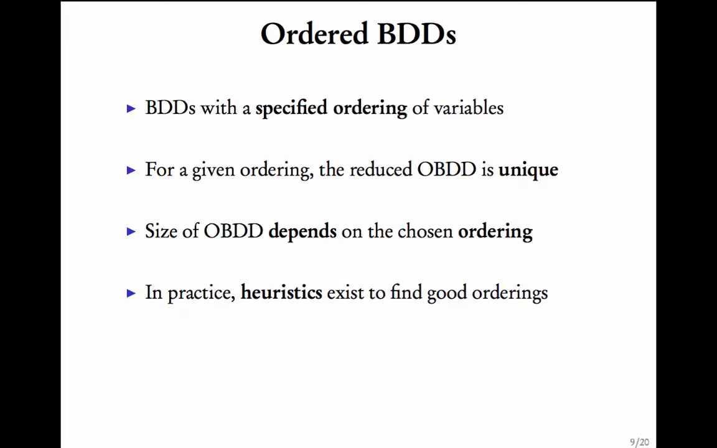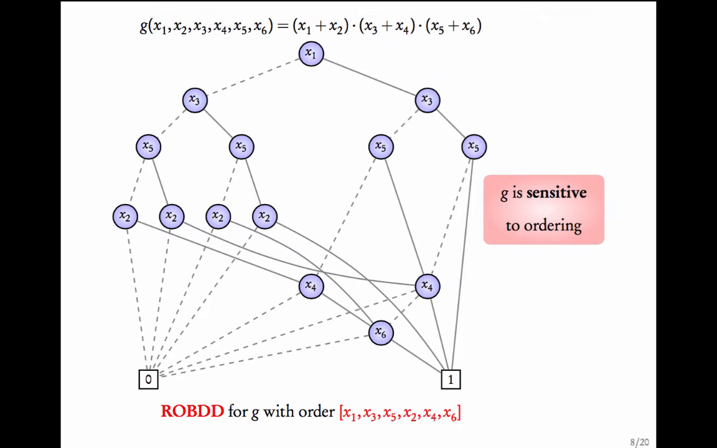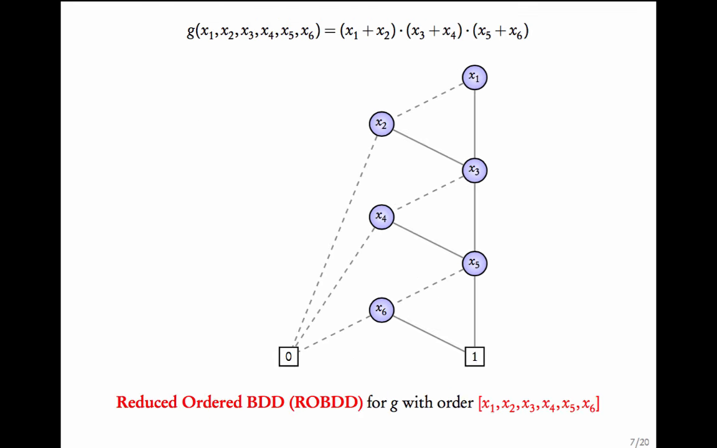So in summary, ordered BDDs are BDDs that come with a specified ordering of variables. And once you fix an ordering, the reduced OBDD that you get will be unique. So when you fix the ordering and apply the reduction rules, you will come to a canonical OBDD. However, the size of the OBDD for a Boolean function depends on the chosen ordering. As you saw, there is an example g. Depending on the order that we choose, you get different sized OBDDs.